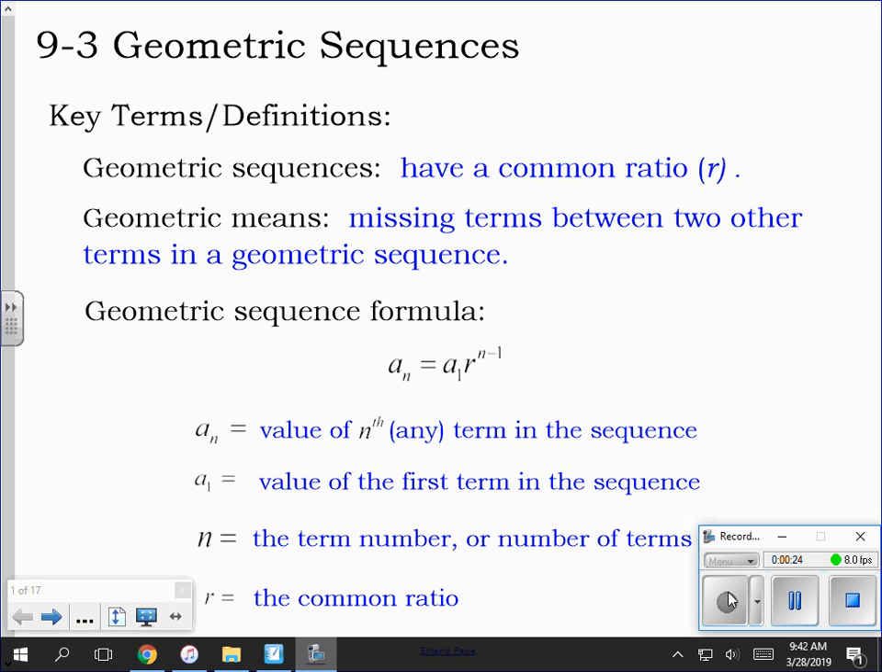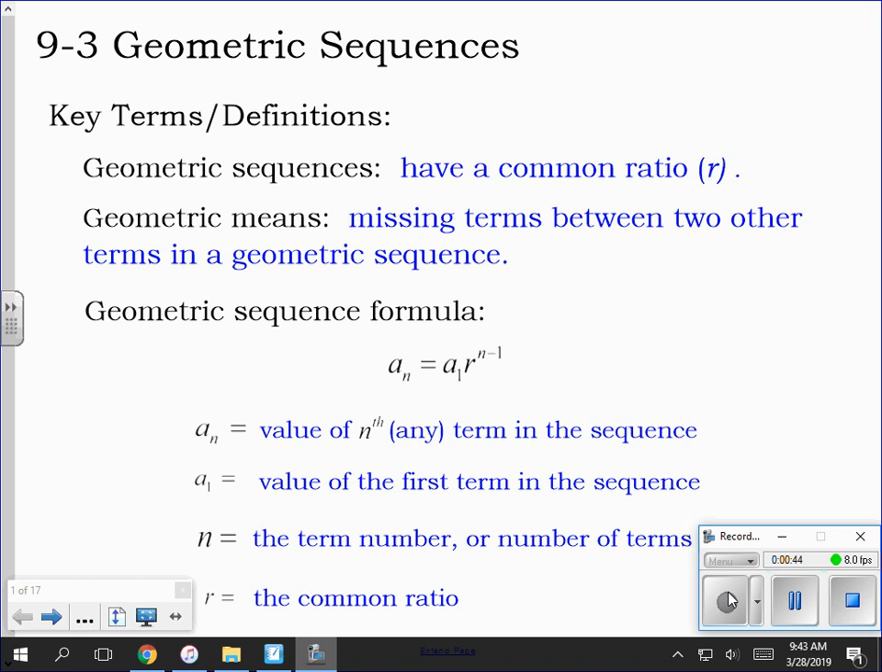So geometric sequences, that's what we're dealing with today. We did arithmetic last time we were together. We'll start the geometric sequences today. They have a common ratio, R, that's what you're multiplying by each time. Remember, with arithmetic, you're constantly adding. With geometric, you're always multiplying.